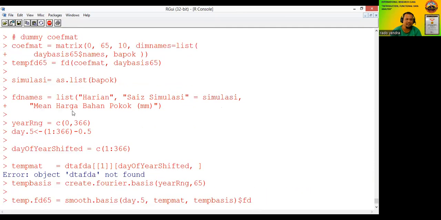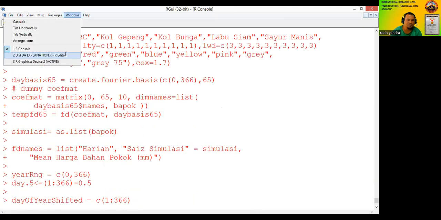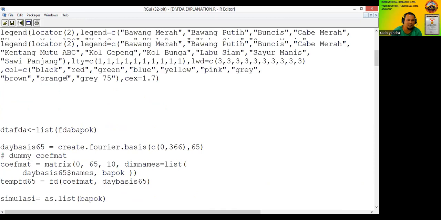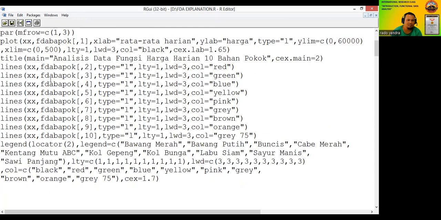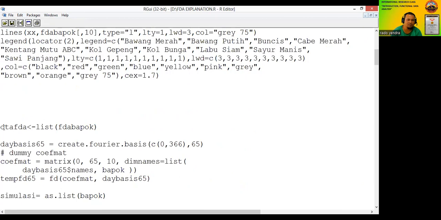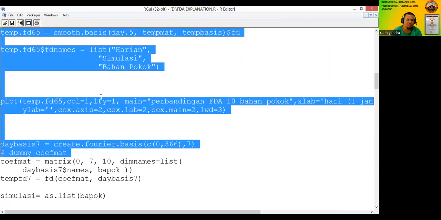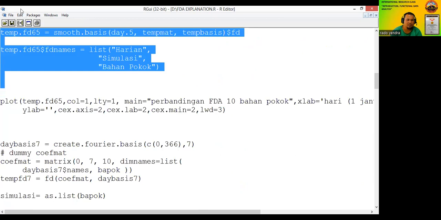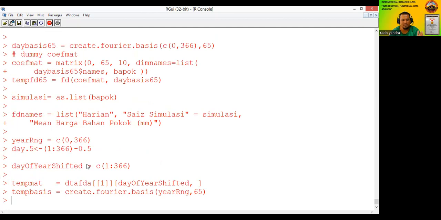Oh, I forgot to give the name to the data, so we name it data FDA for our data. So we run our program again. We check in the console. All the programs can run well.